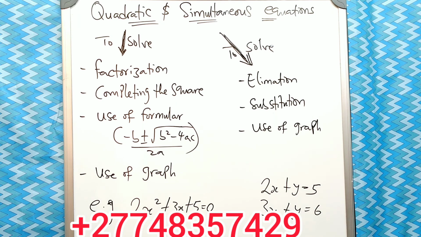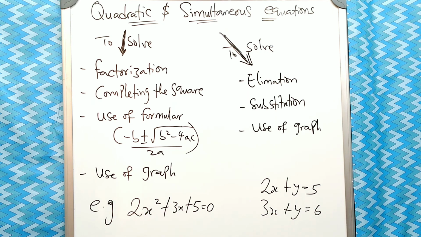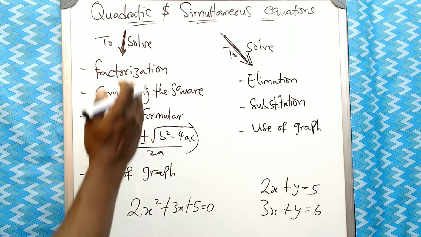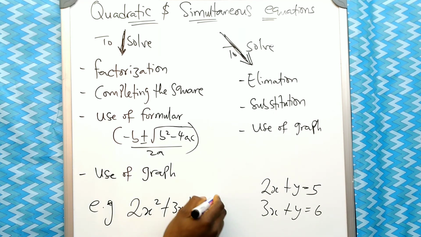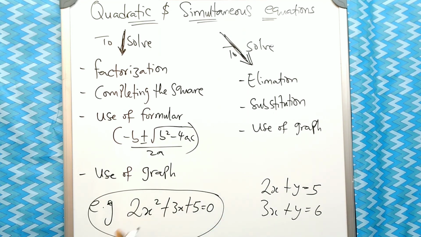Today, without wasting any of our time, we are going into quadratic and simultaneous equations. These two equations are very, very important in mathematics, and we use them in everyday life. An example of a quadratic equation is written here. For instance, we can have 2x squared plus 3x plus 5 equals 0. That's an example of a quadratic equation.